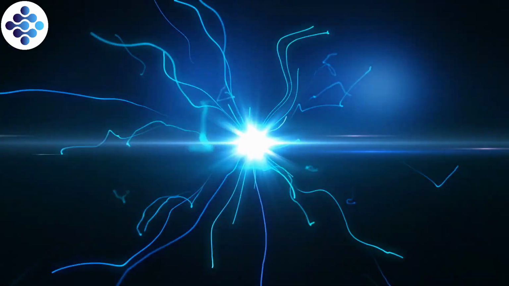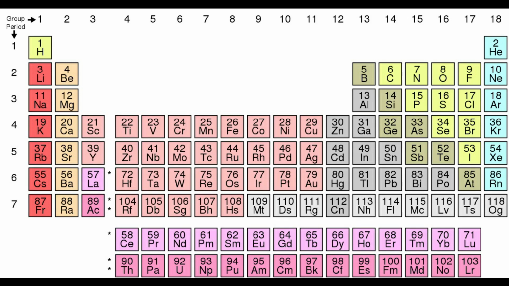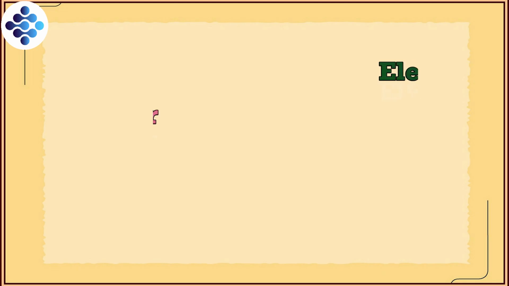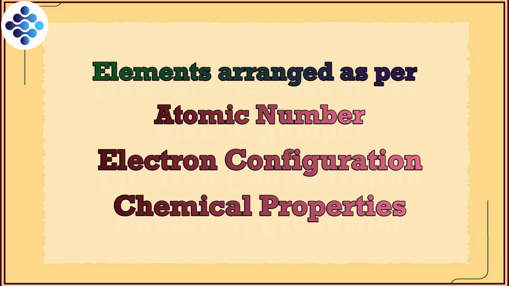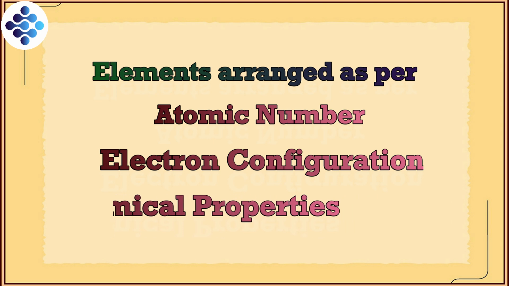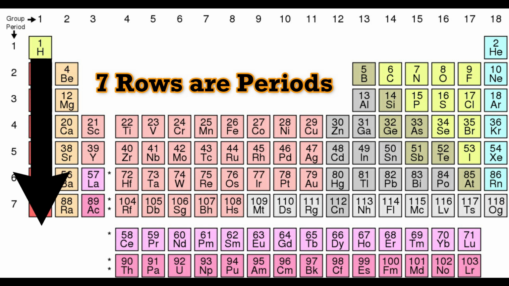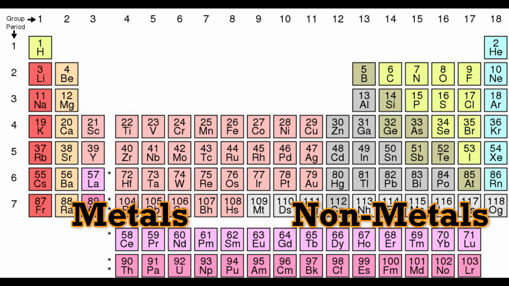The periodic table, also known as the periodic table of elements, is a tabular display of the chemical elements, which are arranged by atomic number, electron configuration, and recurring chemical properties. The 7 rows of the table, they are called periods, generally have metals on the left and non-metals on the right.